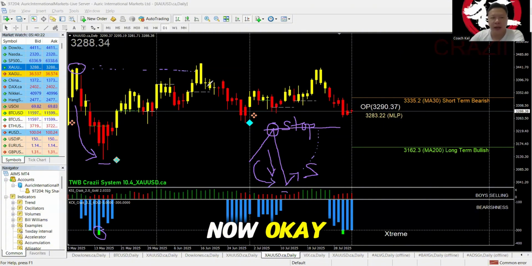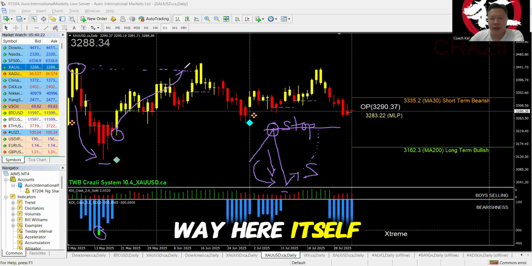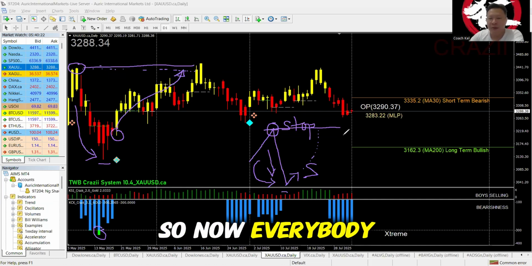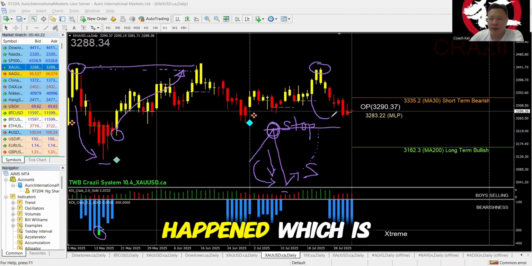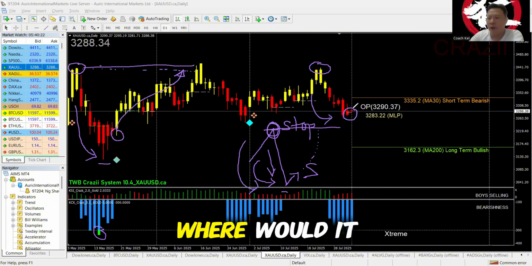Can you see now? Okay, so good idea now. If you buy here, your target can be all the way here itself because that is where the high was. Now everybody tell me, this is where we are, which is here. This is what happened, which is here. If the market is to bottom out, where would it go? Yes, it will go to here.